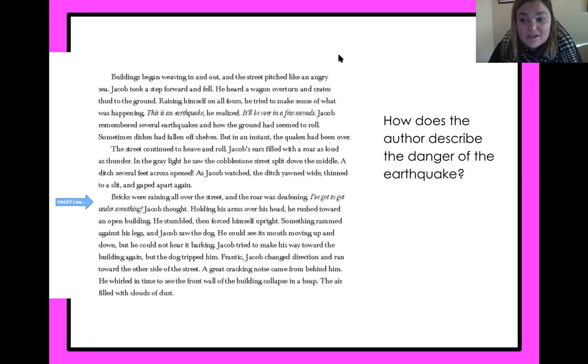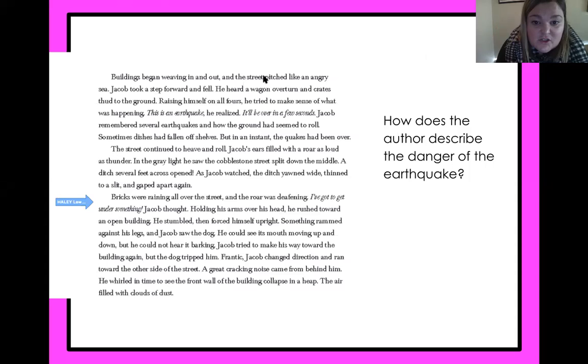So how does the author describe the danger of the earthquake? Go ahead and pause your video here. Look back in the text and look, how is this earthquake dangerous? So hopefully you've looked back a little bit. Well, when buildings are moving, I feel like that shows me something is dangerous because buildings are supposed to be built to stand, right? So with the buildings weaving in and out, that shows me it's dangerous and that they could fall. So that's scary.